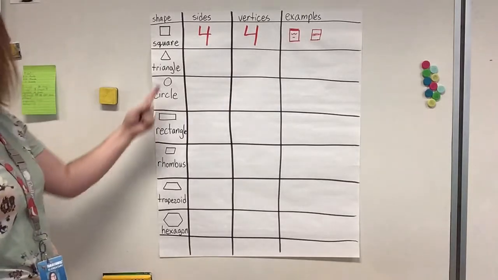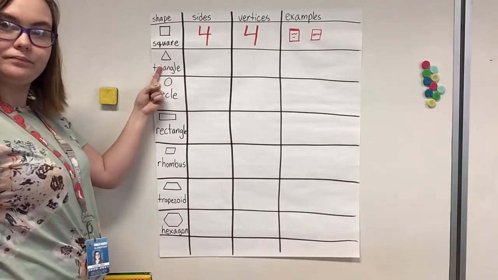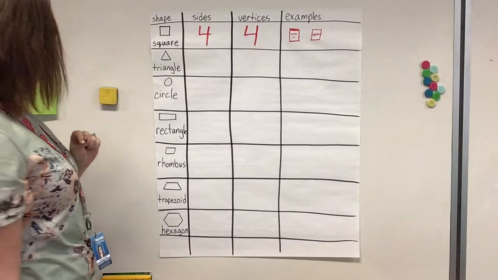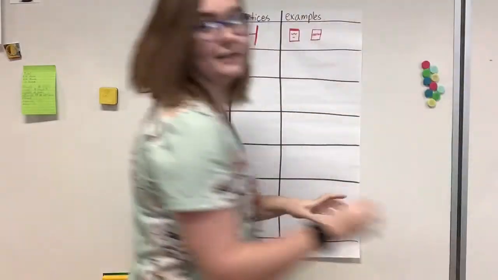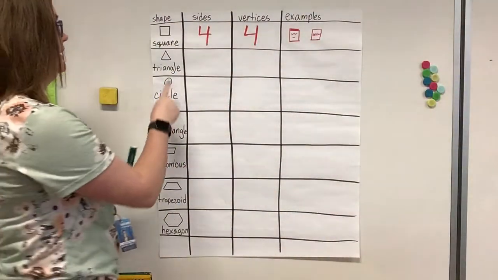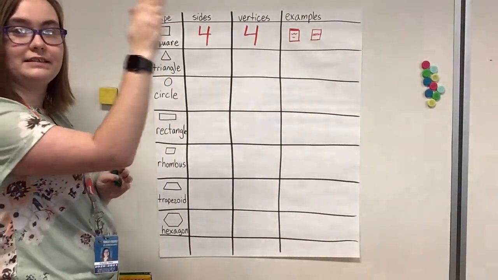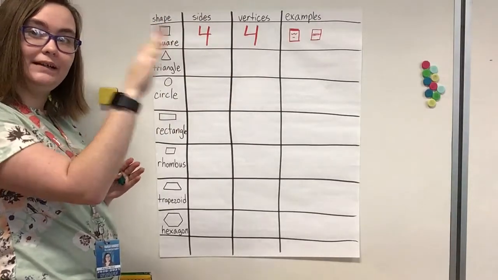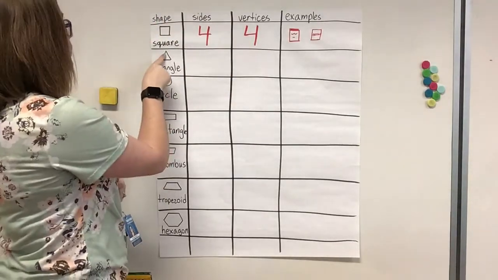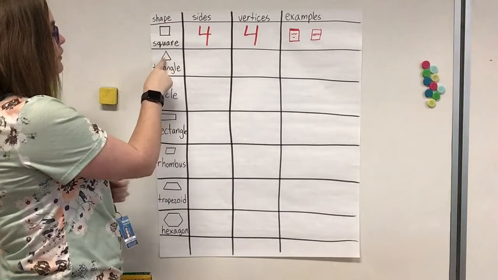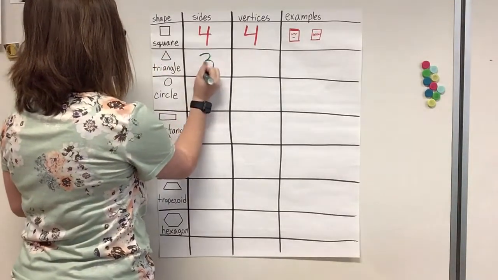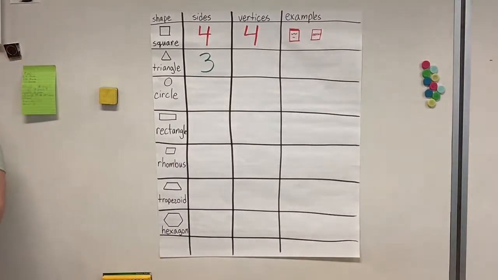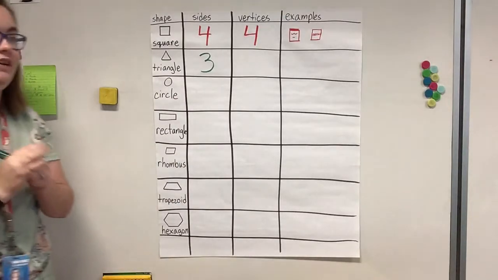Okay, let's move on to our next shape. What is our next shape? Anybody know? A triangle. Nice job. Triangle. A triangle has how many sides? Let's count. Ready? Remember, a side has to be a straight line. 1, 2, 3. Good job. It is 3 sides.